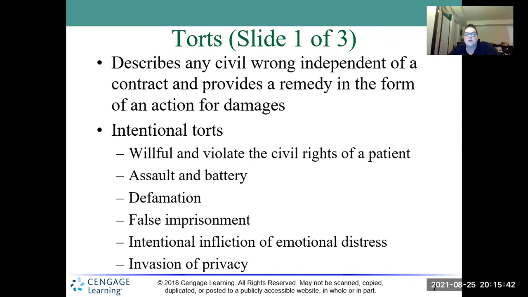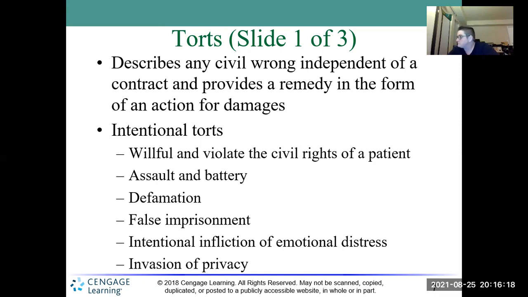And here's a way that this would apply to the role of the scrub: if you break HIPAA, we're going to talk about that in a minute, and you tell people what a patient had done, and it was in a negative way, in your opinion, then that could be considered defamation. And you may have heard defamation of character. That's what this is referring to.